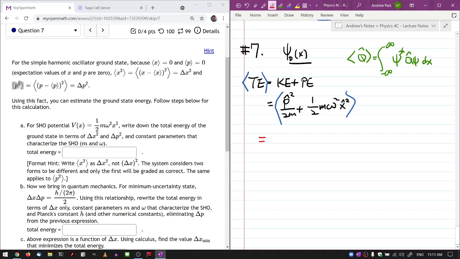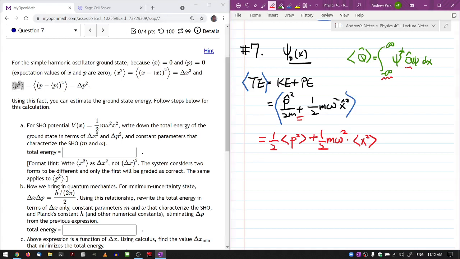Minding that, this 1 over 2m is just scalar multiplication, so the integral that I will do in the end doesn't affect it. I can write this first term as 1/2 the expectation value of momentum squared. Also because the expectation value calculation is an integral, and this is an addition, you can always separate it into two integrals. For the second term, it's plus 1/2 m omega squared, all constant, times the expectation value of x squared. Oh, I guess that's what this question is getting at.